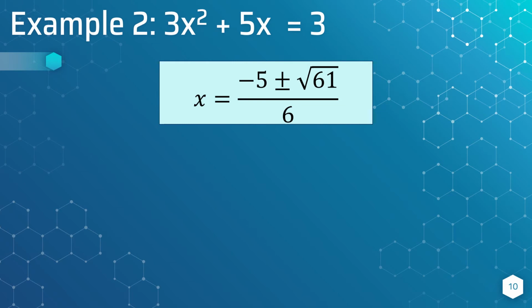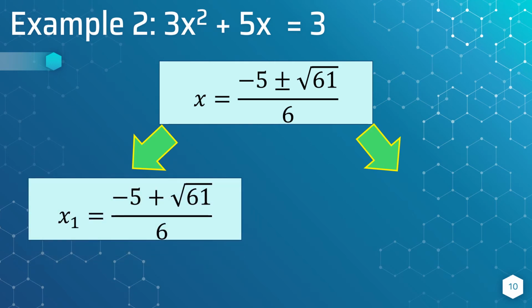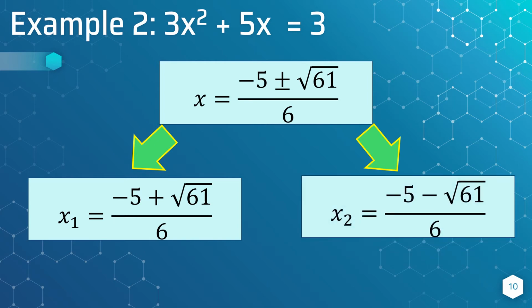Let us now separate our final answer. As you can see, 61 is not a perfect square. So we will just write it as square root of 61. So for our x sub 1, we will take the positive value of the square root of 61. So we have -5 plus square root of 61 all over 6. It can't be simplified further. For our x sub 2, we have -5 minus square root of 61 all over 6. Also, this will not be simplified further. So these are our final answers: -5 plus square root of 61 all over 6 and negative 5 minus square root of 61 all over 6.